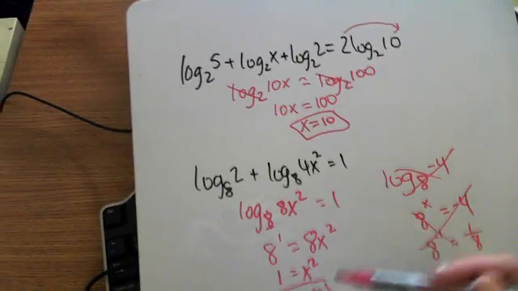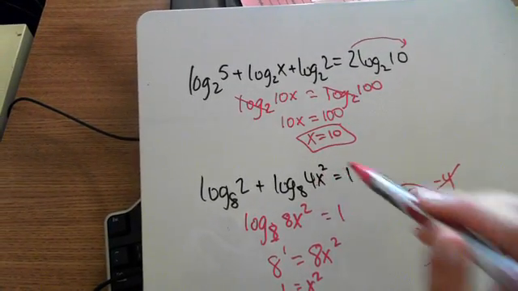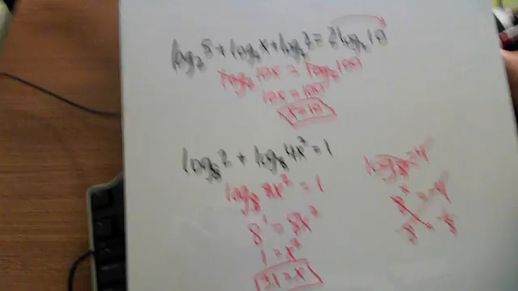And it does happen a lot. You're going to get numbers that when you go back and check, you end up with a negative value here. That means that is not one of your final answers.